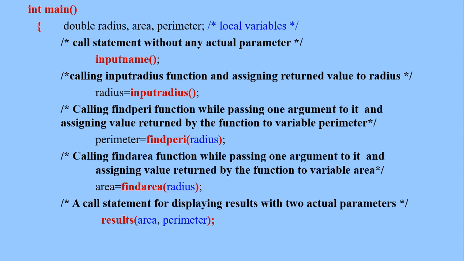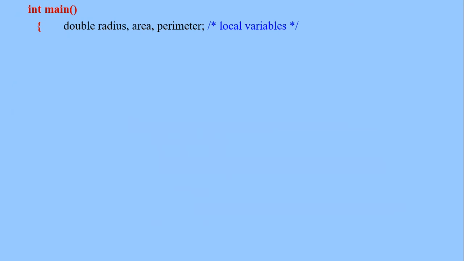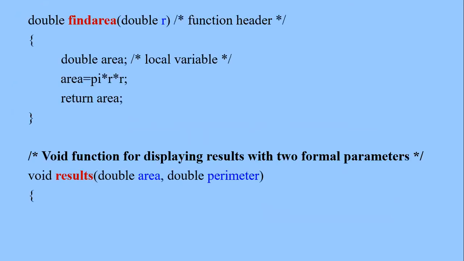results. So once this statement is encountered, the control will go and find out where the function called results is. Here it is. This void function for displaying results has two formal parameters. In other words, it is receiving two values. One, it is receiving a value from area. So it is receiving a value and keeping it temporarily in a location called area, a parameter called area.